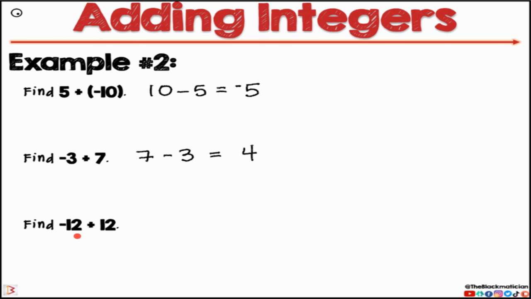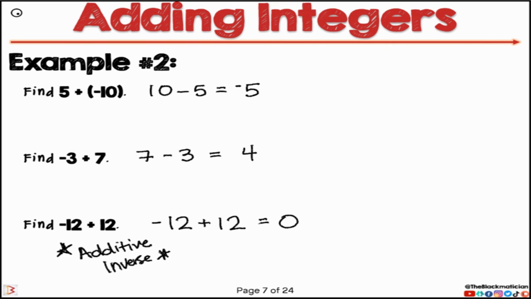Lastly, find -12 plus 12. -12 and 12 are the same distance away from 0. So they are additive inverses, which means that whenever you have 2 integers that are the same distance from 0, the answer has to be 0 when you add them together. And there you have it, folks, adding integers.